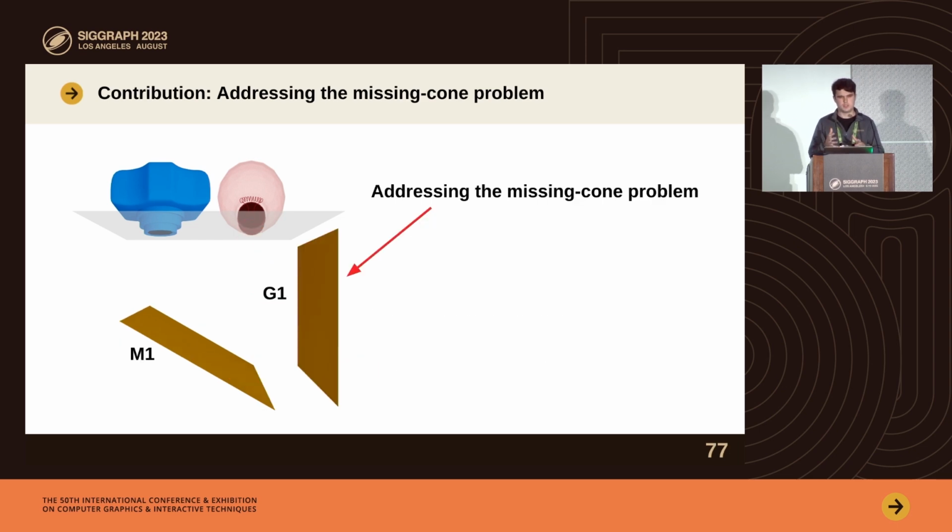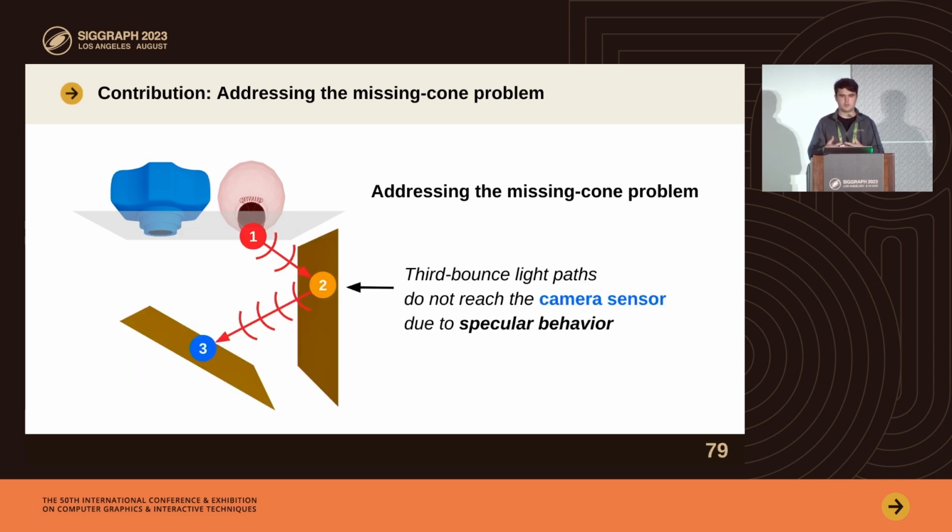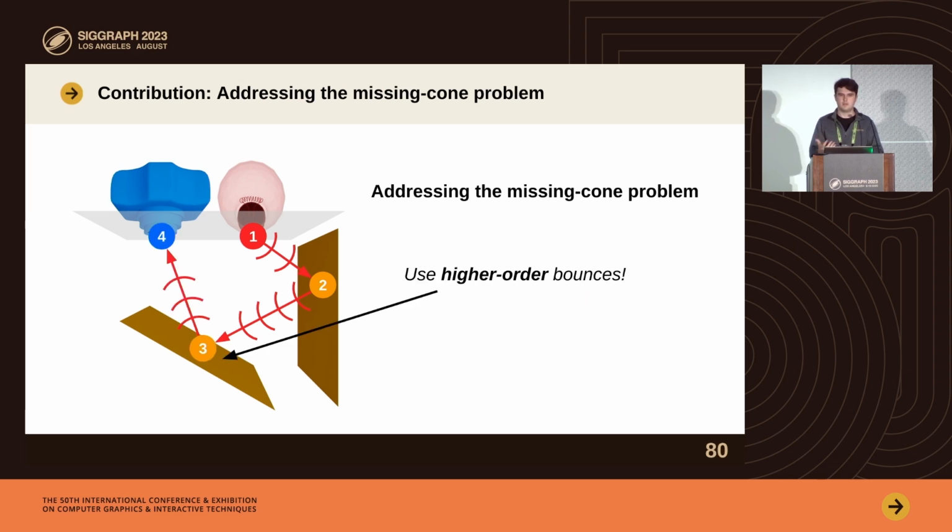In our work, we use this scene to tackle the missing cone problem and try to image a surface that previously could not be reconstructed. So we have this scene with 2 surfaces, M1 and G1. And if we try to naively image these surfaces, we only see M1 but not G1. And as explained previously, this is because light is reflected specularly away from the camera. However, we observe that even if the third bounce doesn't reach the virtual camera, higher order bounces might eventually reach this camera.